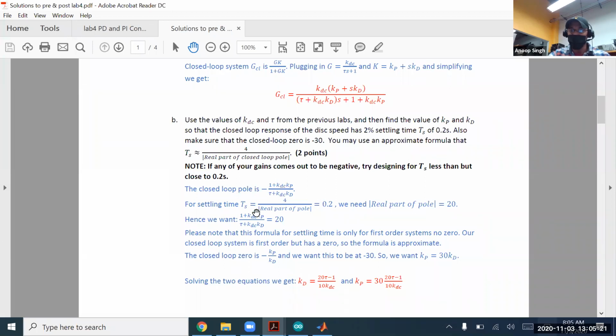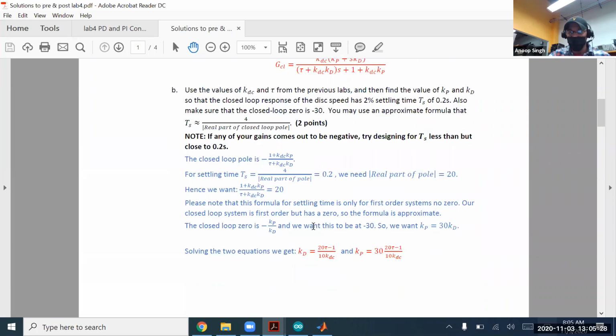So this number over here should be 20. So negative of this number is the pole, and that pole is minus 20, so that number is 20. So that's one equation we have.